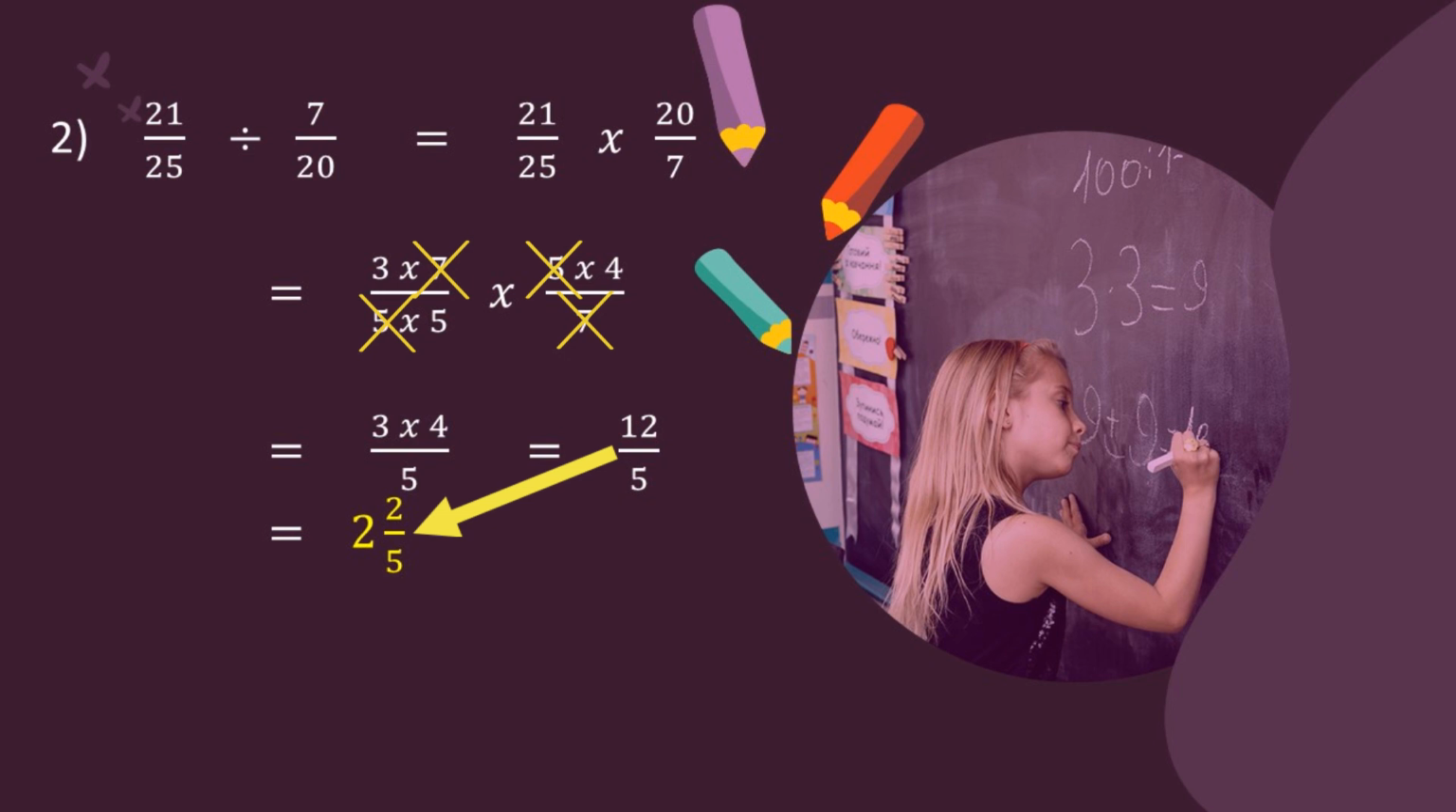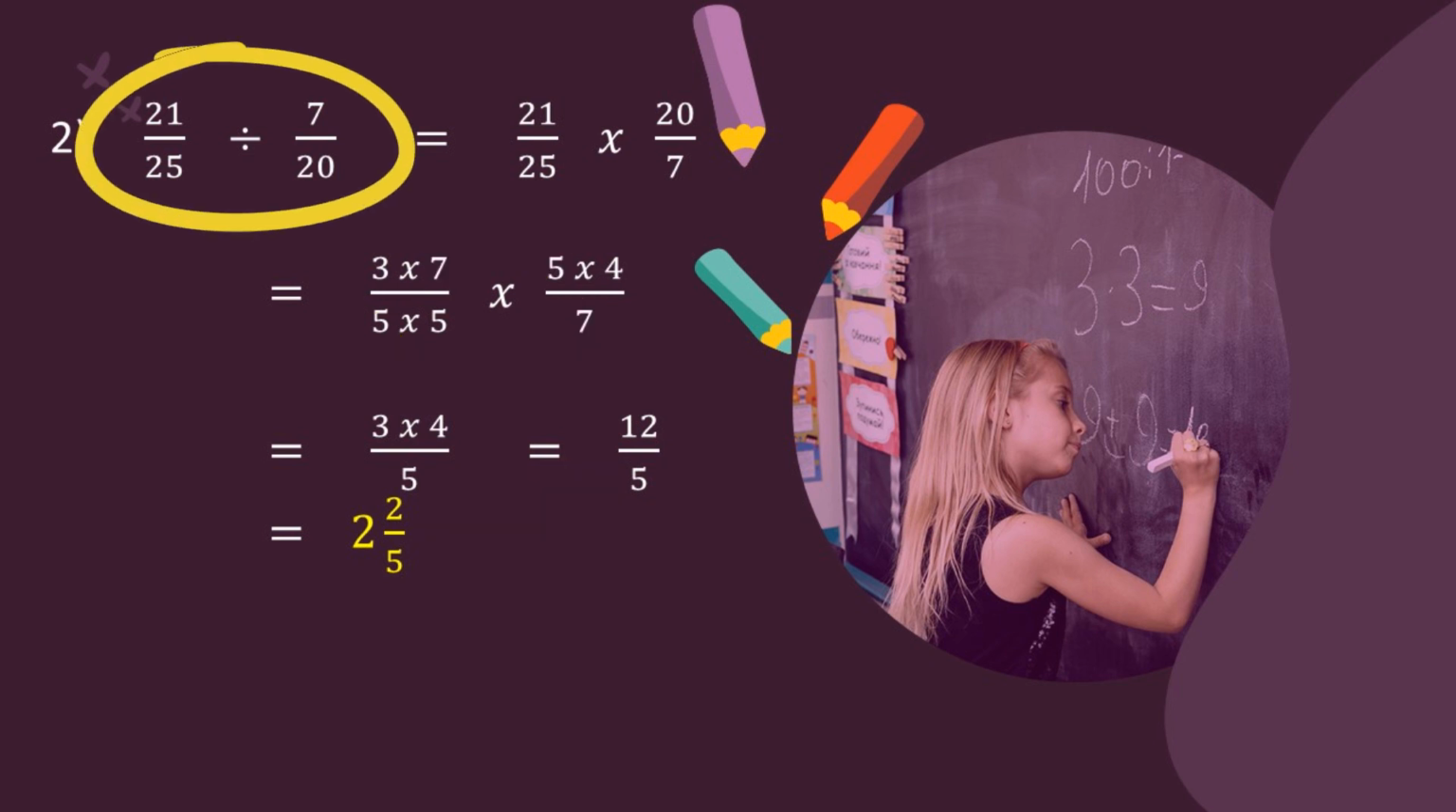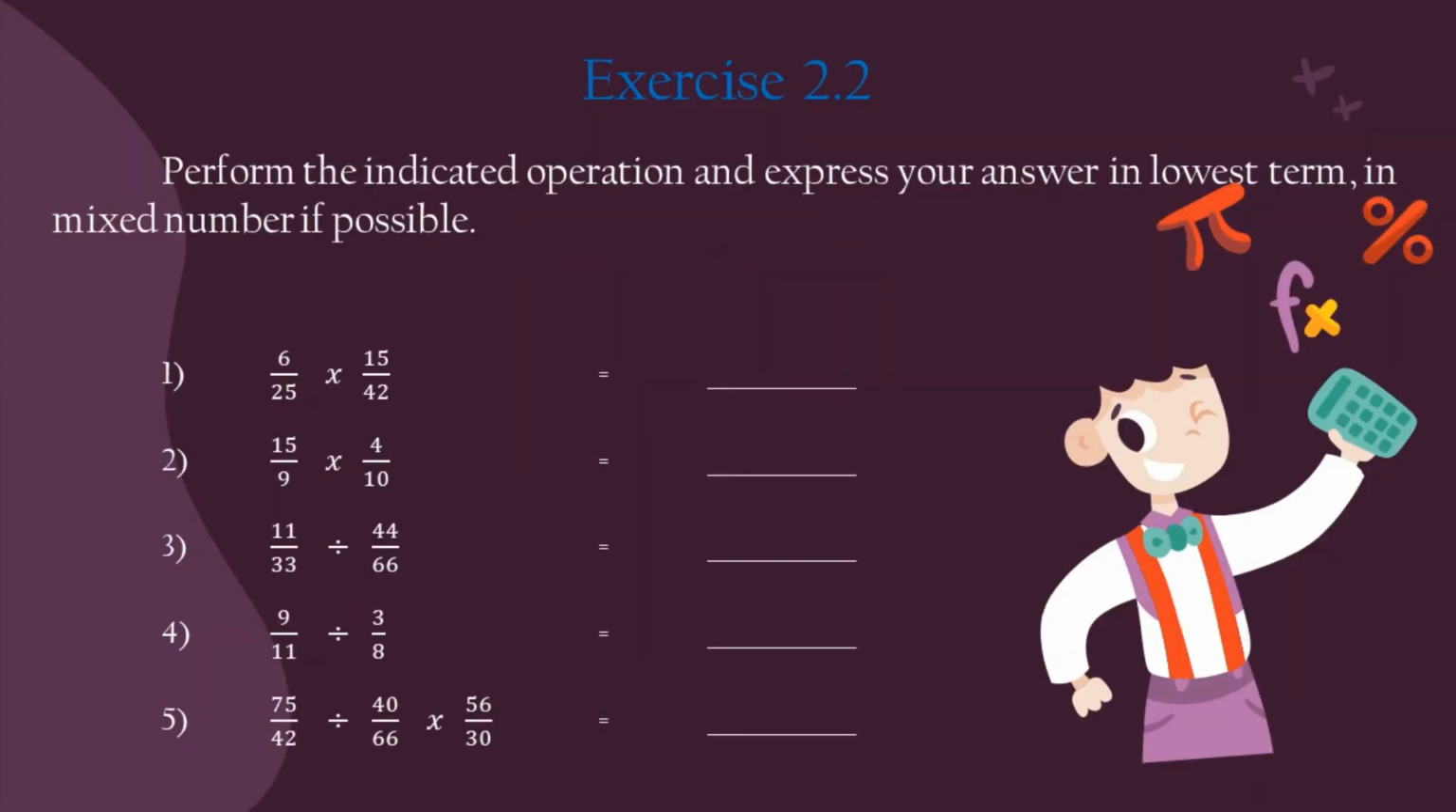So, that means the quotient of the fractions 21 over 25 and 7 over 20 is 2 and 2 over 5. To end the second part of this video, you can now answer exercise 2.2 on your module.